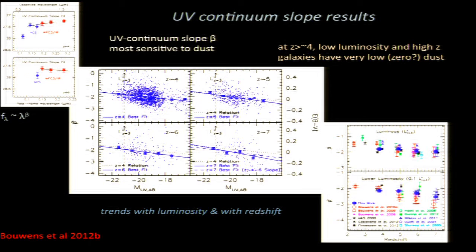Current thinking is that this is most sensitive to dust, and is probably indicative of changing dust levels down to the point where the extinction is essentially zero for lower luminosity galaxies and for essentially all high redshift galaxies except the brightest ones. And so very low dust content is the most plausible and likely explanation for this.